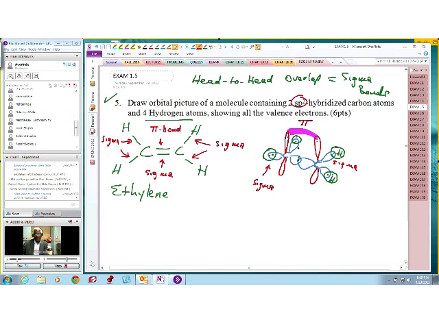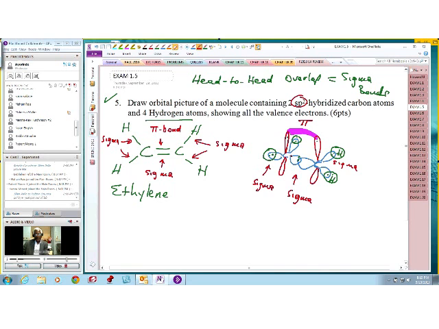And this is another sigma bond. So what you have here, of course, this is a sigma bond also. So what I've given you here, this is the orbital picture of this molecule that we call ethylene. So whenever you are told to give the orbital picture, in essence, you have to show all of the bonding orbitals.